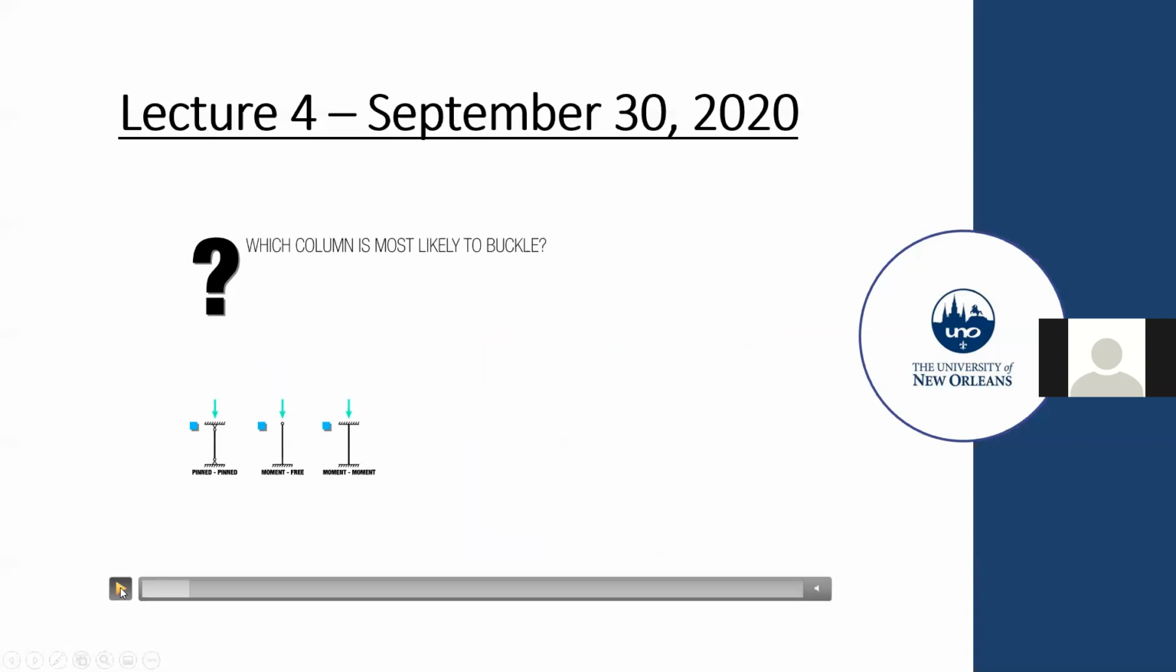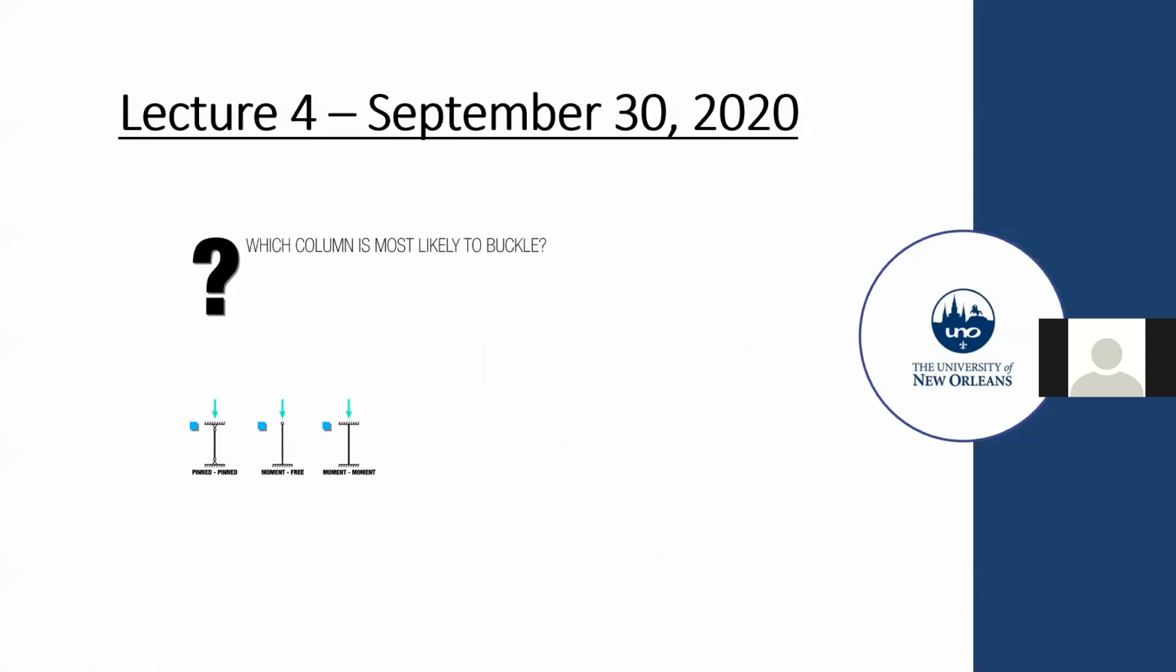So which column is most likely to buckle? Think about it. You've got a couple of minutes to give me your answer. Pin-pin connections, moment-free connection, or moment-to-moment connection. Which one is going to fail or buckle first? We are assuming that each specimen, each sample that we are testing, has the same modulus of elasticity, the same diameter, and the same length.